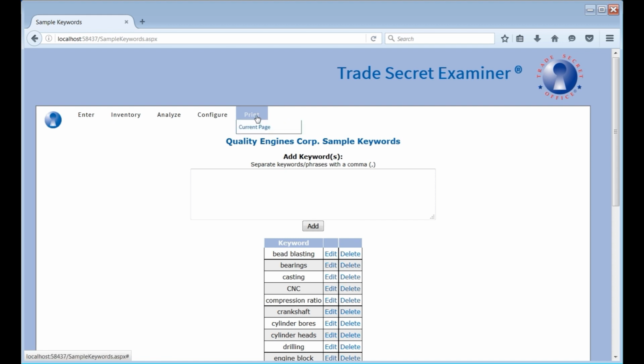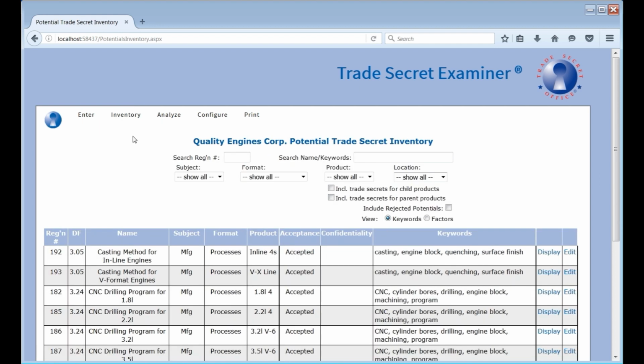You can always print the current page. I think it's terribly annoying when what you want to print is what you see on the page, and there's no way to do that. The other thing is, if we're in a list like the potential trade secrets, we can print either the complete list or the current page. The complete list gets to be important when there are multiple pages.